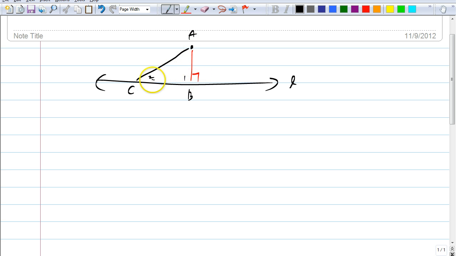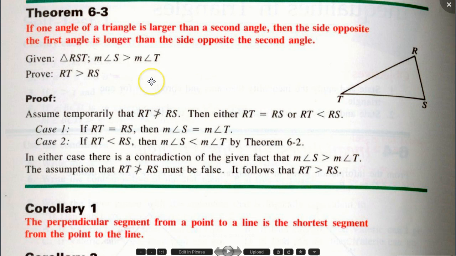Because it's perpendicular. Therefore, angle 2 has to be less than 90, right? Therefore, AB is going to be always shorter than AC, no matter how you draw the AC. It doesn't matter. This angle is going to remain 90 degrees, right? And so, of course, this angle is always going to be less than that. Do you see how it's related to the previous theorem up there? Okay? Does this make sense?